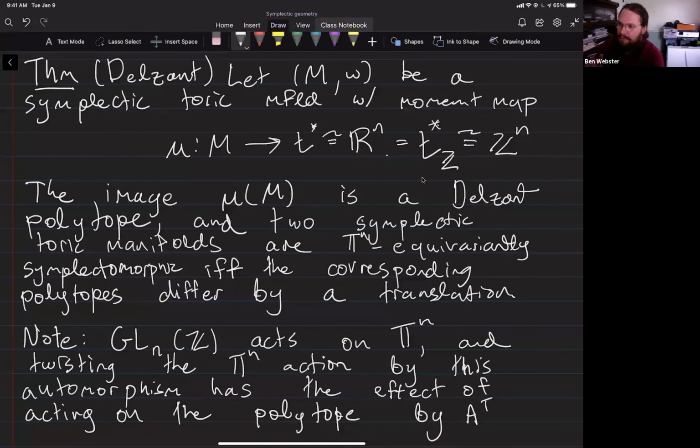No, because I can just take the moment map and add a completely arbitrary element of T dual to that, and that will again give me a moment map. So like that shows you, if I have one polytope that shows up as a moment map image of a symplectic toric manifold, all of its translations are also moment map images for the same symplectic toric manifold, just under different moment maps.